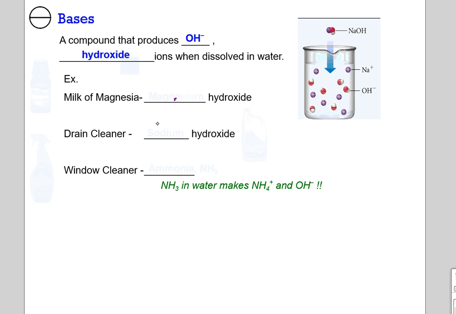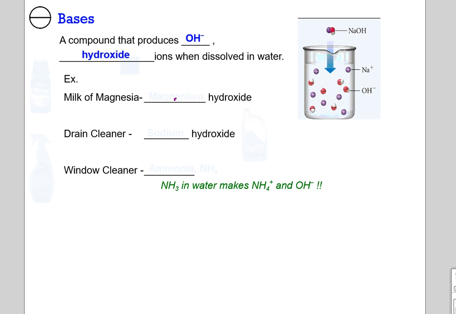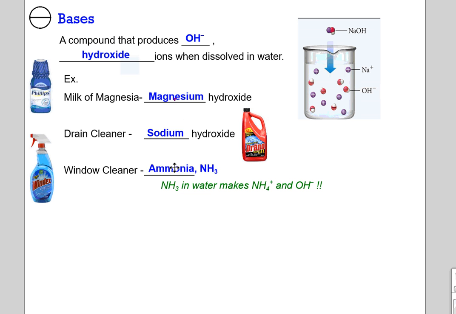Three examples I want to give you that you see at home potentially. Milk of magnesia is magnesium hydroxide. Drain cleaner is sodium hydroxide. And then window cleaners, ammonia, NH3. And if you notice, ammonia does not have hydroxide ions. Well, when you bubble ammonia through water, what ends up happening is you get ammonium ions and hydroxide ions, and they form ammonium hydroxide. Okay?